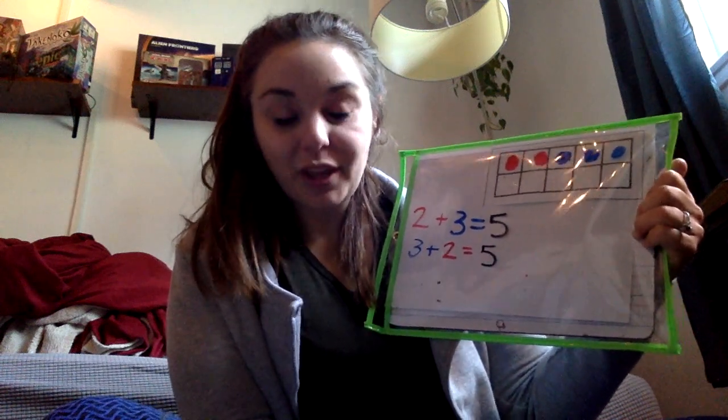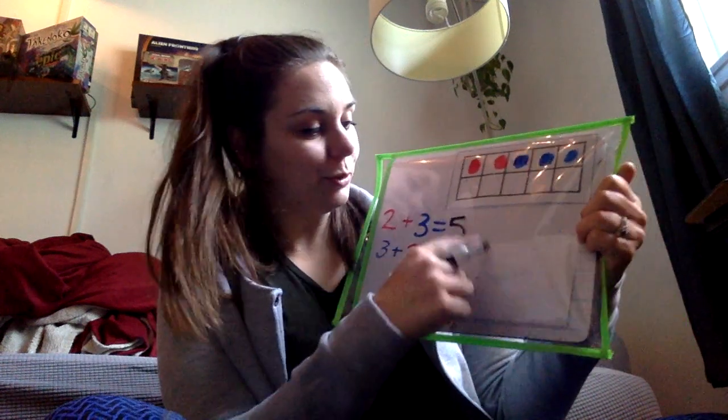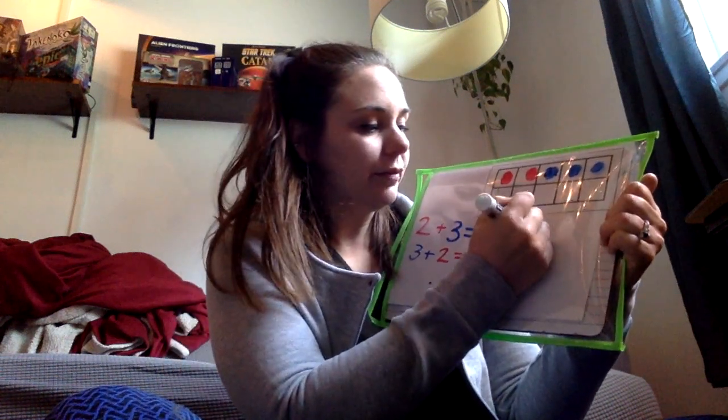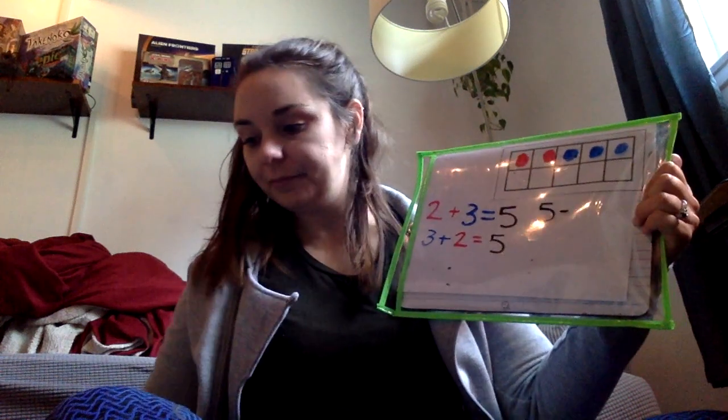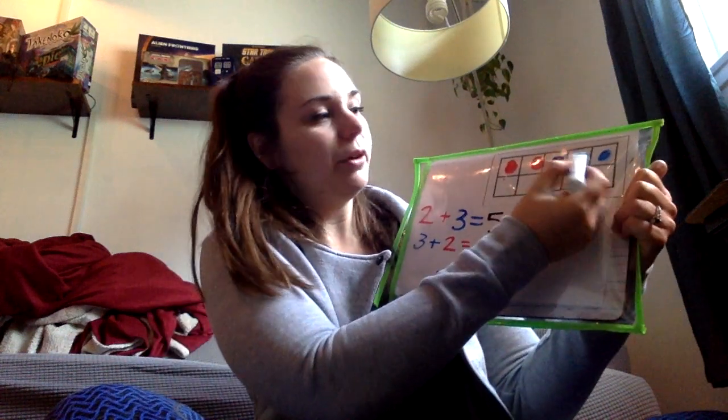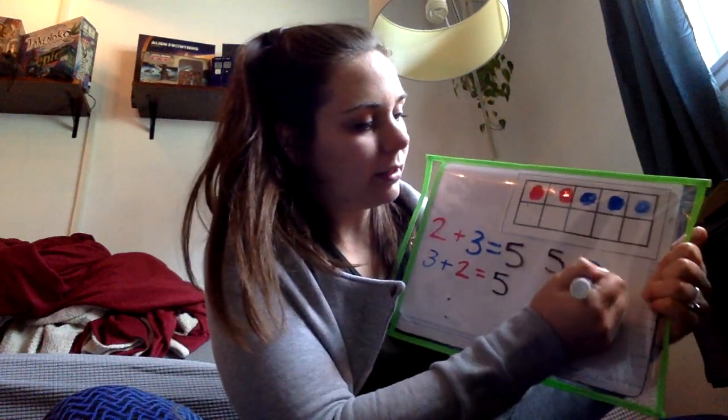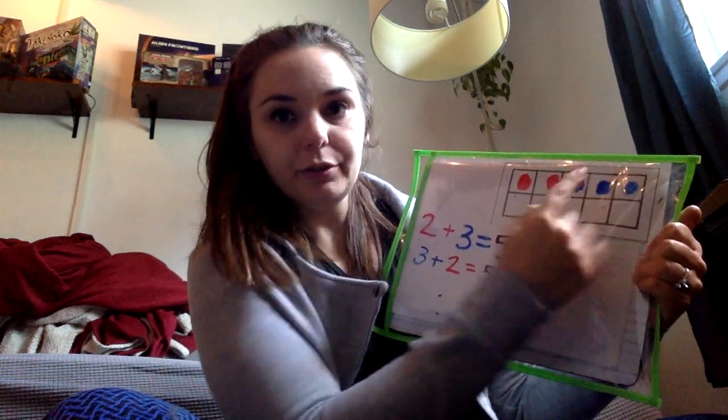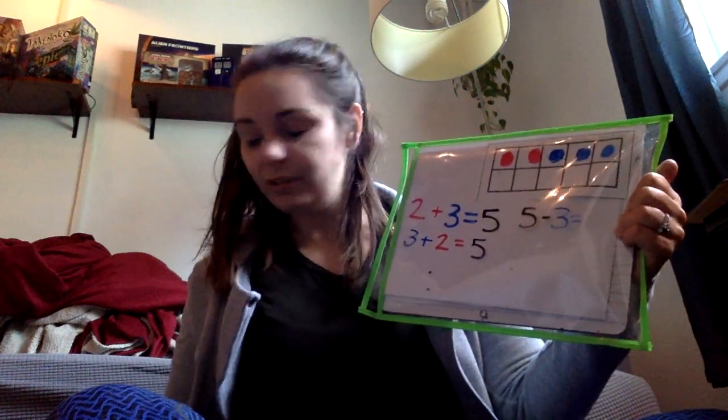Let's subtract now. Remember, when we subtract, we're going to take the total number first and take away some of the colored dots. So 5 minus, I'm going to take away the 3 blue first. 3 equals, so if I had 5 and I took away the 3 blue, I would have the 2 red left.